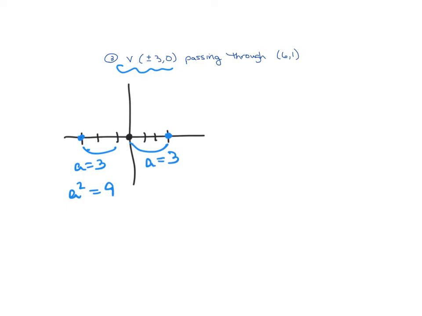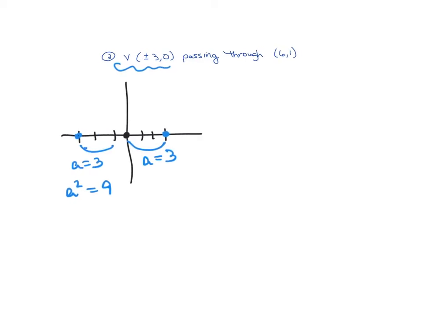Now, this time, they did not give me any c value. So what I need to do is look and see what my other piece of given is. And my other piece of given is an ordered pair that's on the graph, and it's the ordered pair 6, 1. So I could graph that, and your hyperbola is going to look like this. Now, remember, in an ordered pair, the first number is x, the second number is y. I'm going to be plugging in that x and y and solving for b squared.